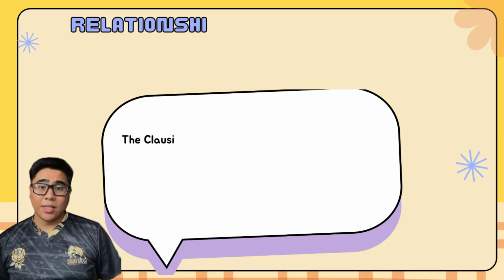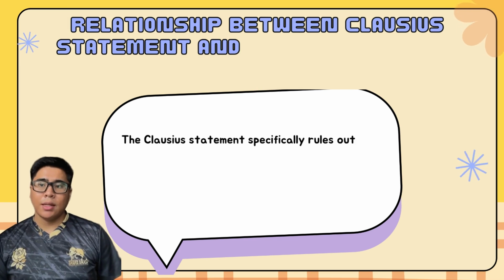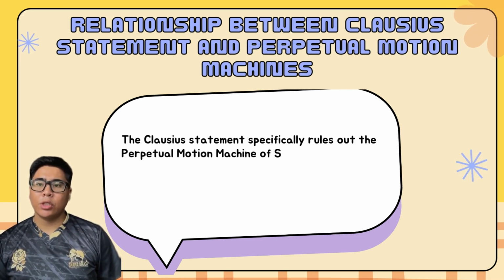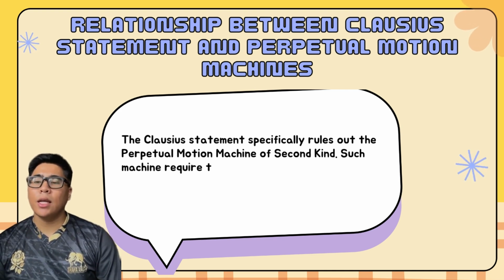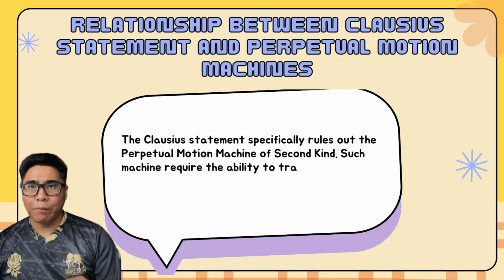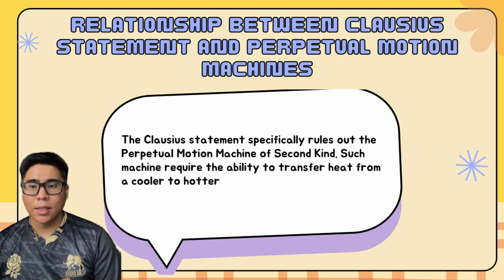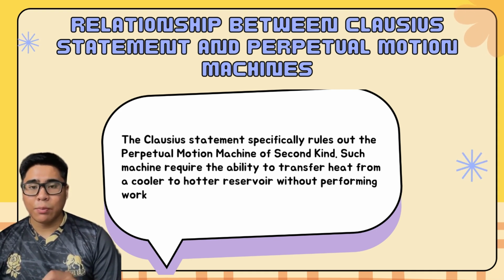So what is the relationship between the Clausius statement and the perpetual motion machine? The Clausius statement specifically rules out perpetual motion machines of the second kind. Such machines require the ability to transfer heat from a cooler to a hotter reservoir without performing any work, which directly contradicts Clausius' principle.